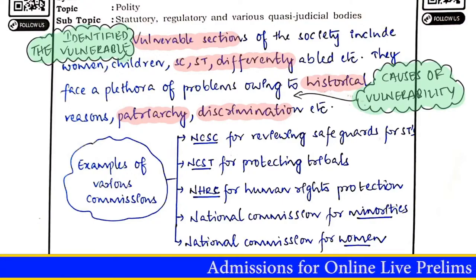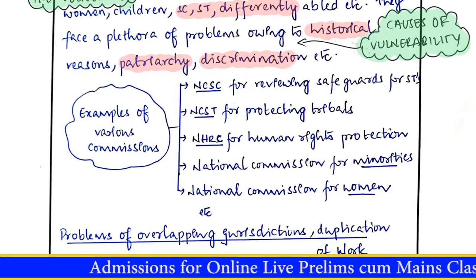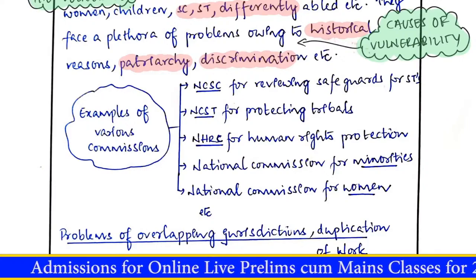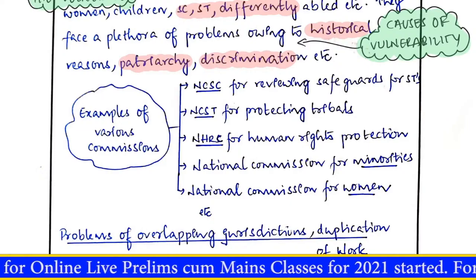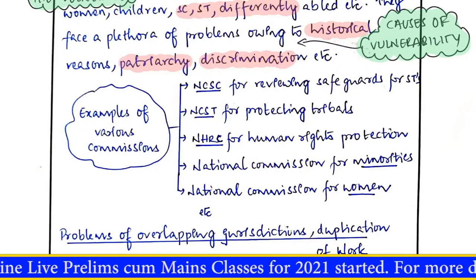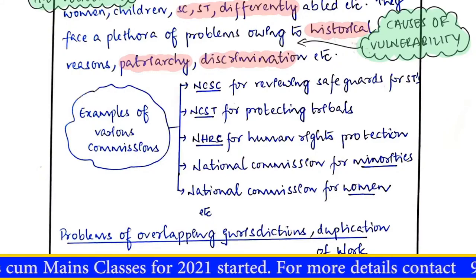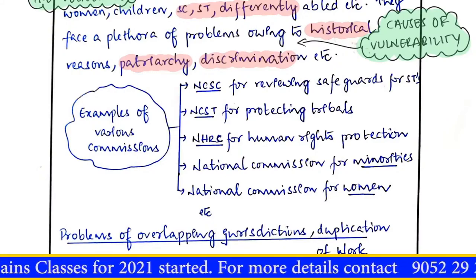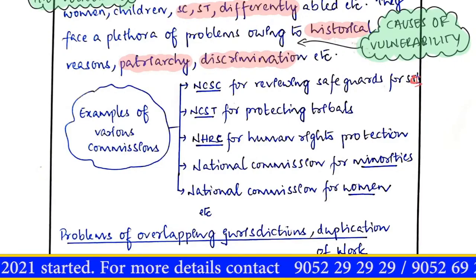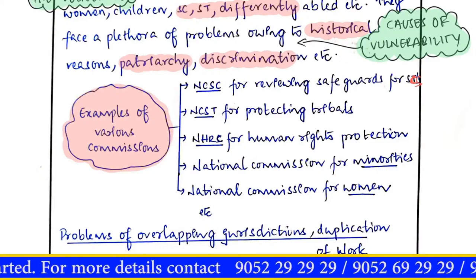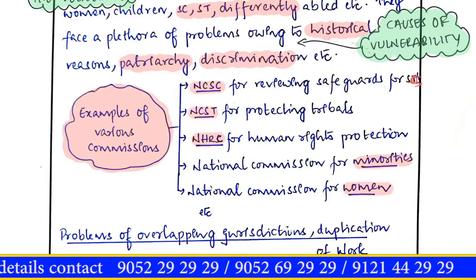Moving forward, he's talking about various commissions and he is identifying their functions. He's talking about NCSCs, NCSTs, NHRC, National Commission for Minorities and Women. And he also mentioned somewhere that NCST is related to protecting tribals. NCSC is related to reviewing the safeguards of SCs. This is not STs, sorry. Don't make such silly mistakes. It is going to decrease the image you build up in the minds of the examiner. So NCSC is for reviewing safeguards for the SCs.